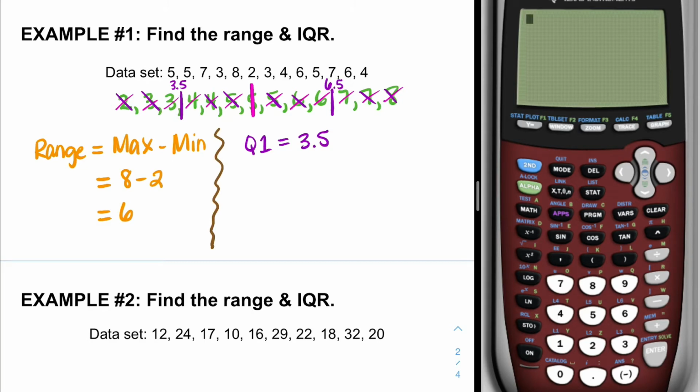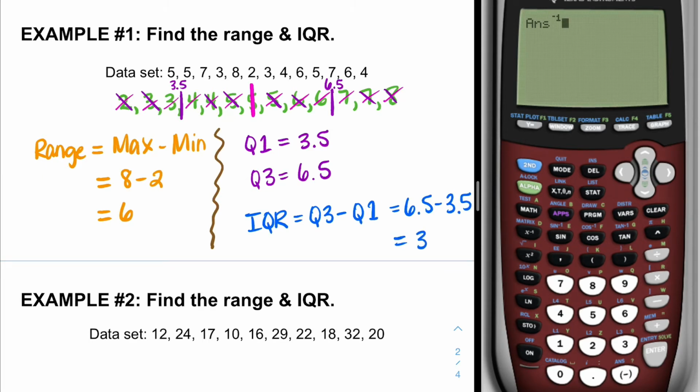6.5. So that is my Q3, my upper quartile. If I want to know what my IQR is, my interquartile range, all I have to do is Q3 subtract Q1. And that is going to be 6.5 minus 3.5. And that will give me 3.